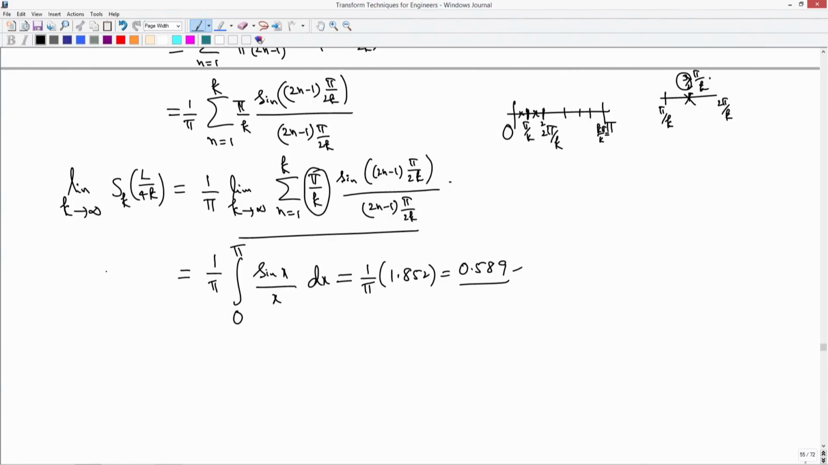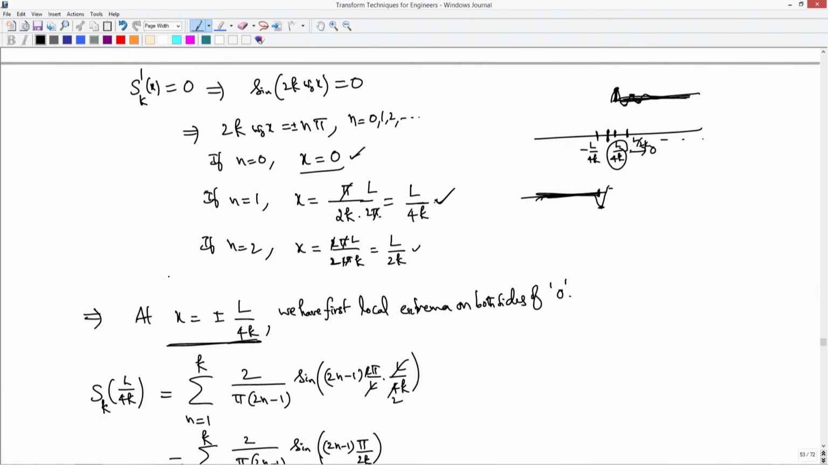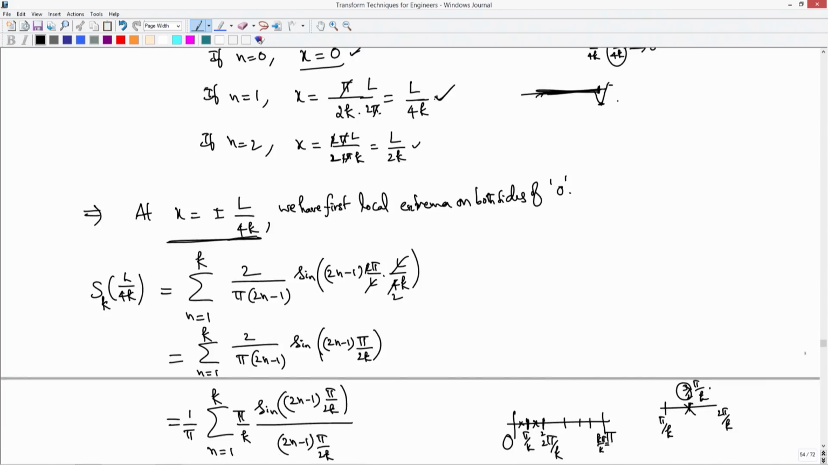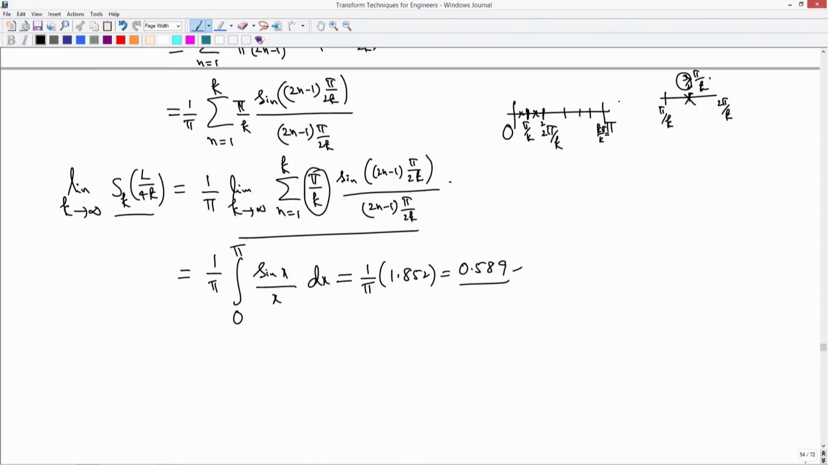So, as the limit k goes to infinity, what happens at this value L by 4k? If you take larger and larger values of k, the partial sums of the Fourier series, as you take more and more terms, the value of the function here is not half, it is a little extra. If you take the function value as the partial sum at minus L by 4k, you get minus of that, so you will get plus or minus, rather than only plus or minus half.